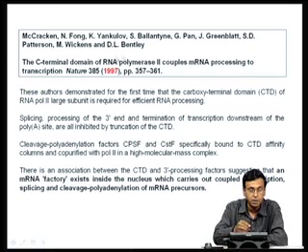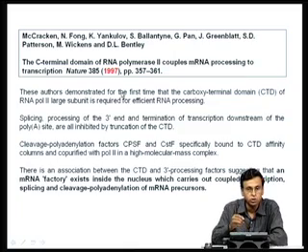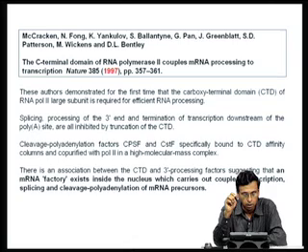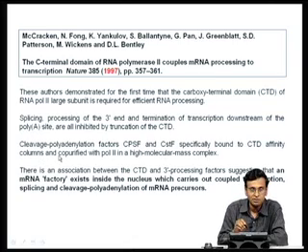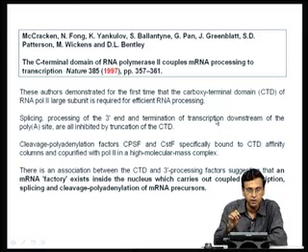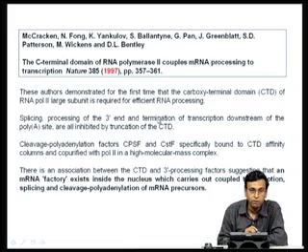So, if you read this paper, it becomes very clear what kind of experiments they have done to demonstrate that if you truncate the CTD of RNA polymerase II, splicing as well as 3' end formation as well as polyadenylation are all affected, indicating that the CTD plays a very important role.